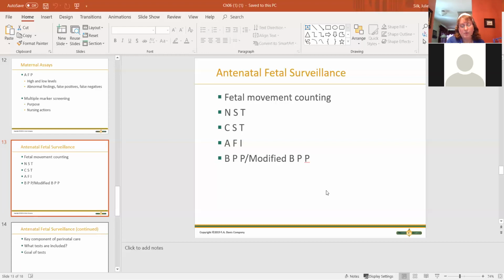So if you have a score of 8 out of 10 or higher, that's good. That's reassuring. If your score was 6 out of 10, it may mean that you need to repeat testing pretty soon, like in 12 to 24 hours. A 4 out of 10 warrants further evaluation and consideration of delivery. And a 2 out of 10 prompts immediate delivery. So that's saying there's a huge problem.